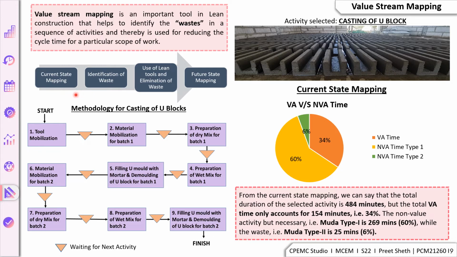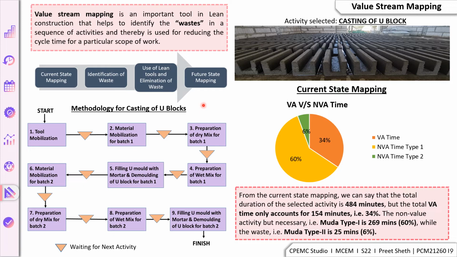The flow of VSM is as follows. First, the current state map is prepared. Then different wastes are identified as per Shingo, which are downtime, defect, overproduction, waiting, etc. Then various lean tools are applied and the elimination of waste is done. And finally, the future state map is prepared.